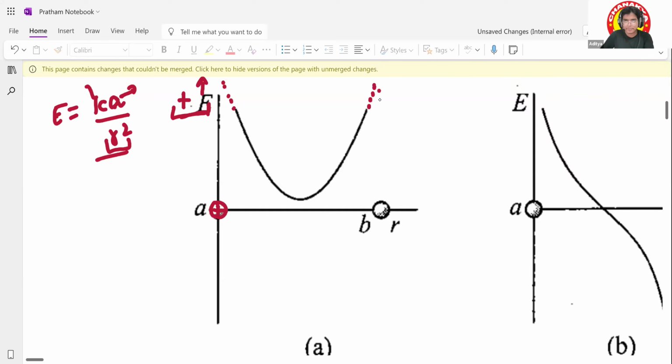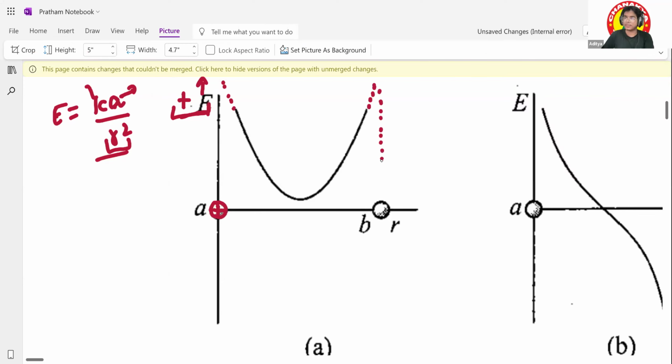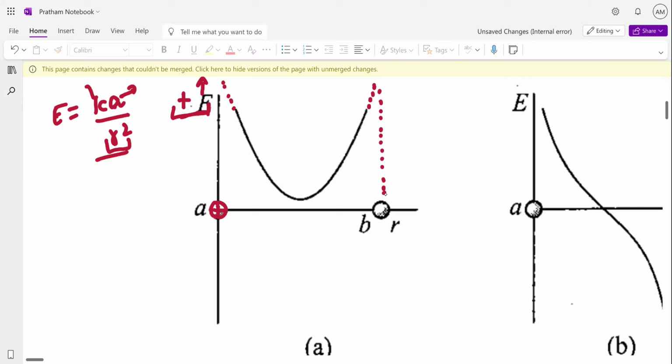For this one, if I see, okay, what about this one? Again positive. Again positive, right? Why? Because it is going in the positive direction, above, towards infinity. So it should be positive again. All right.